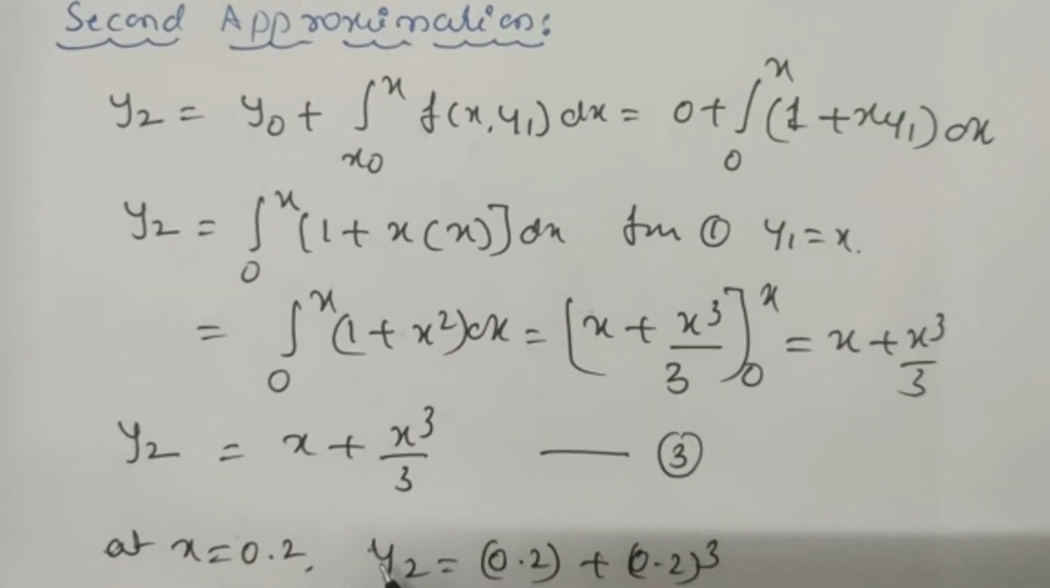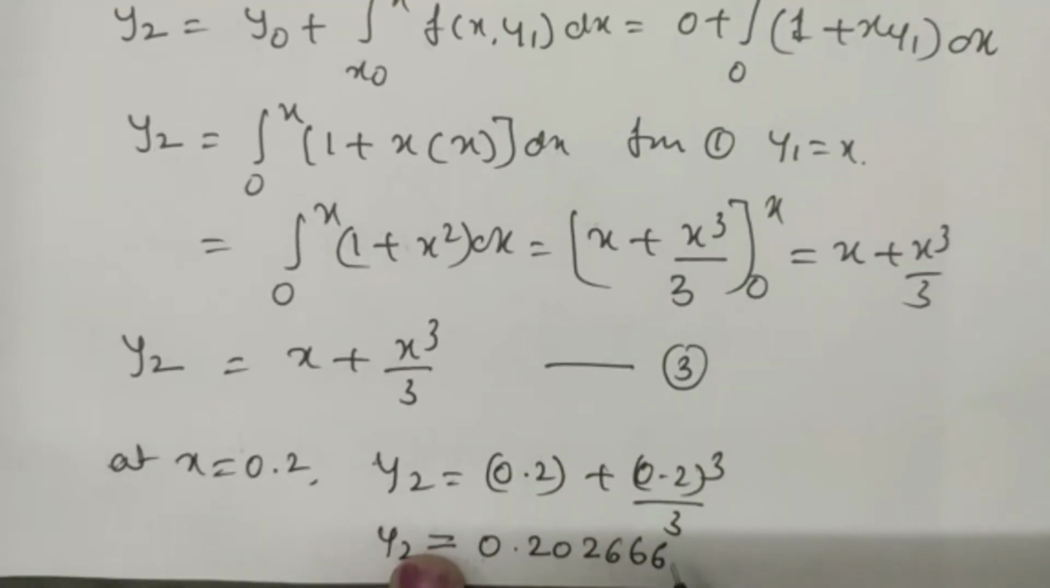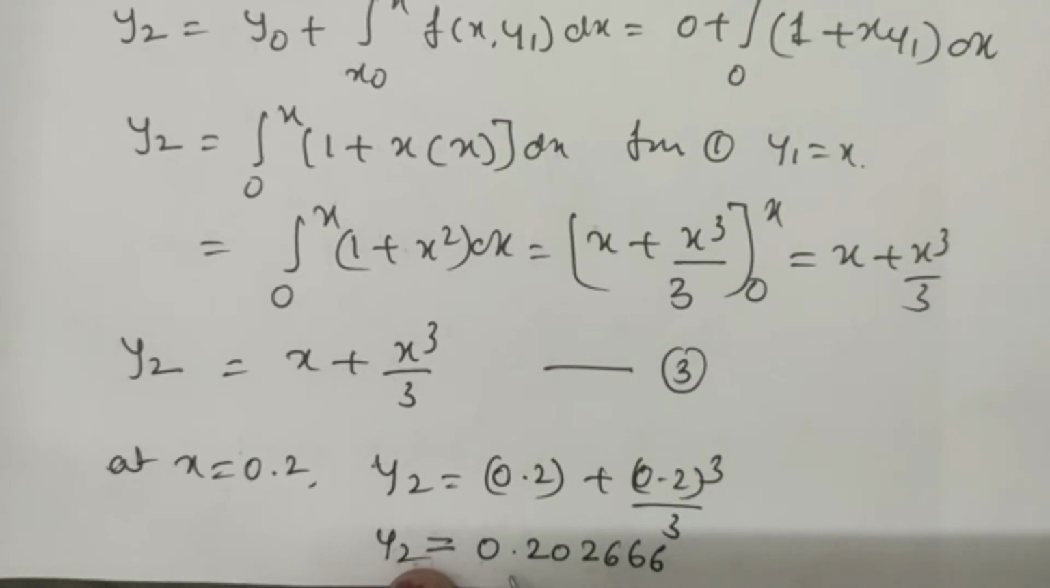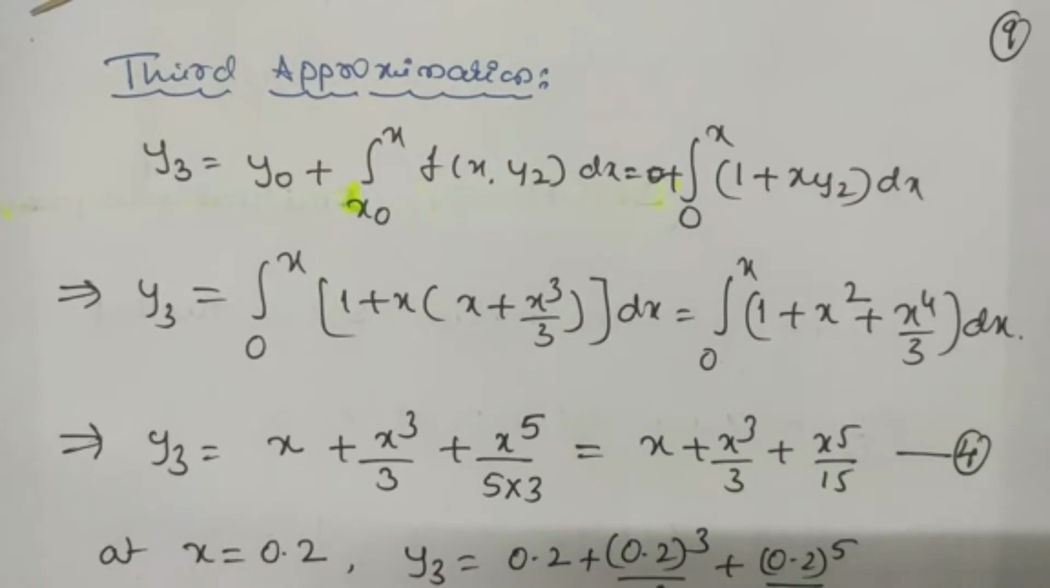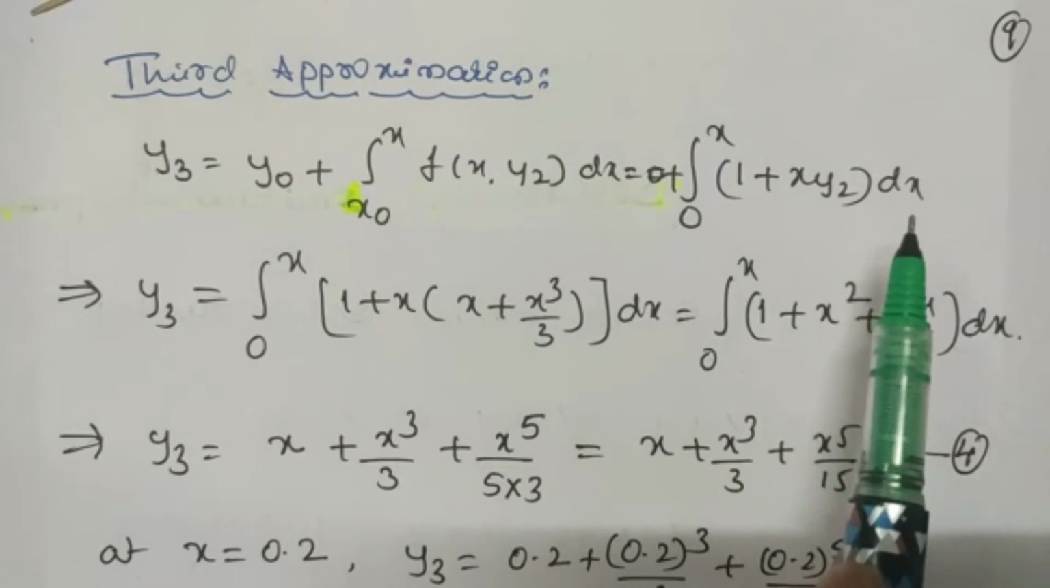And at the point x equal to 0.2, y2 is equal to 0.2 plus 0.2 whole cube divided by 3. After simplification you will get y2 is equal to 0.202666. So the third approximation is y3 is equal to y naught plus the integration from x naught to x of f of x y2 dx. So y naught is 0 plus the integration from 0 to x of 1 plus x y2 dx.